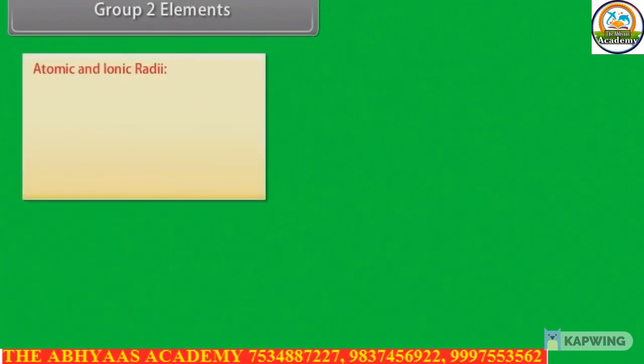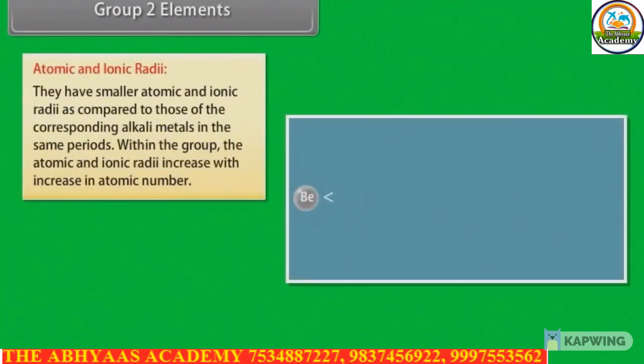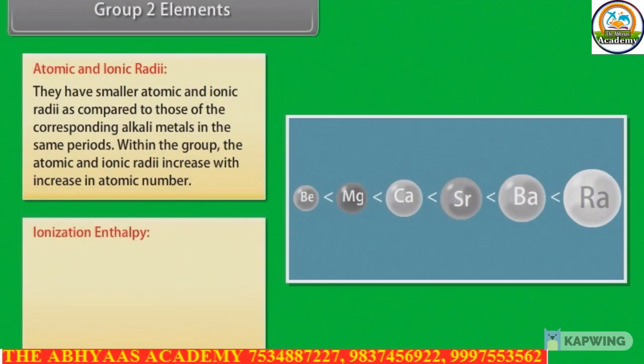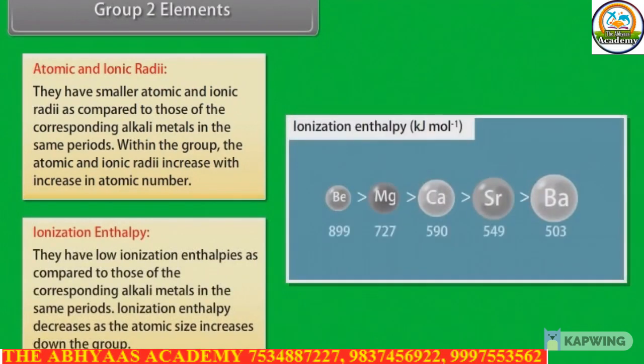Atomic and ionic radii. They have smaller atomic and ionic radii as compared to those of the corresponding alkali metals in the same periods. Within the group, the atomic and ionic radii increase with increase in atomic number. Ionization enthalpy. They have low ionization enthalpies as compared to those of the corresponding alkali metals in the same periods. Ionization enthalpy decreases as the atomic size increases down the group.